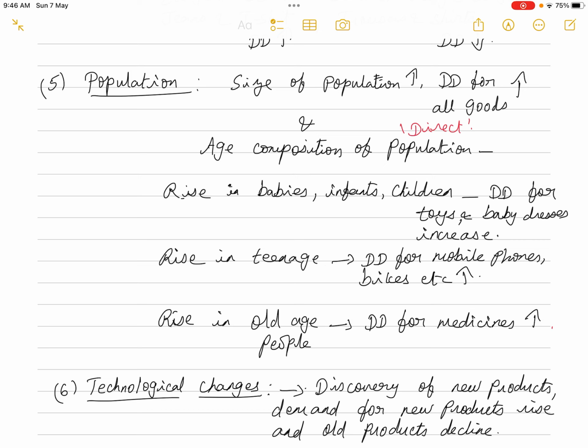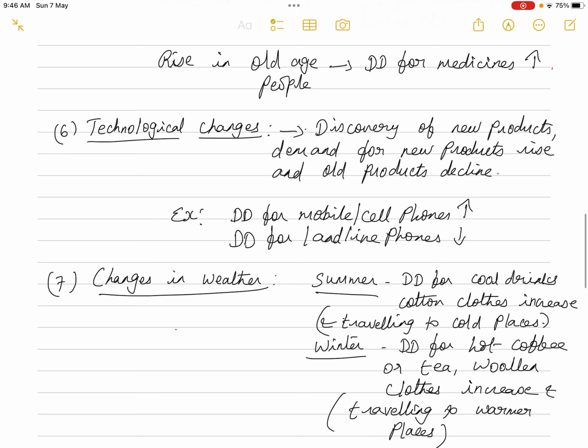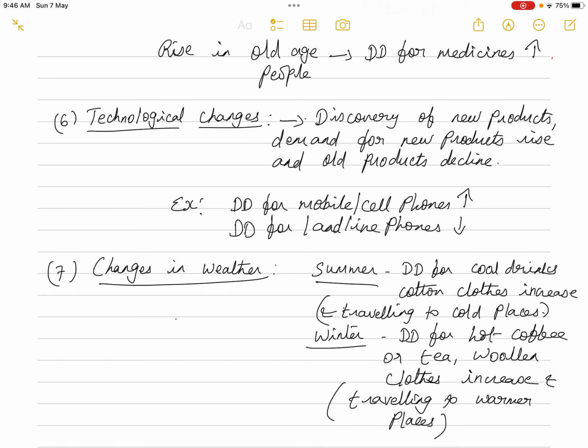And if the percentage of old age people is more in the total population, then whatever commodities and services are demanded by old age people, the demand for medicine, hospital services, walking sticks, those kinds of commodities and services will increase. Okay, so the size of population as well as the age composition of population affects the demand for a particular commodity. Next, the sixth factor that affects the demand for a commodity is technological changes.